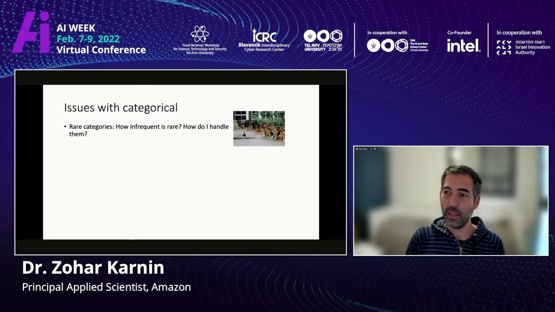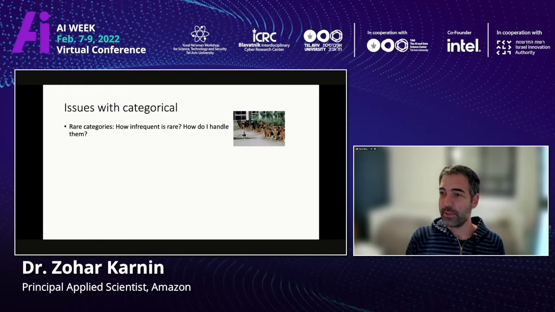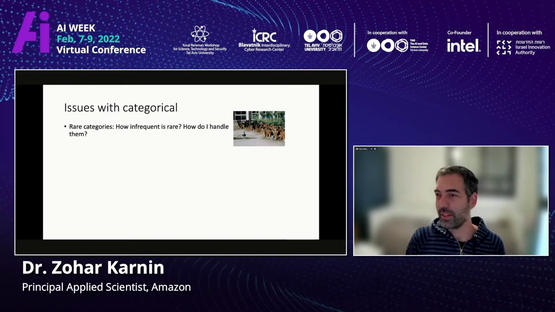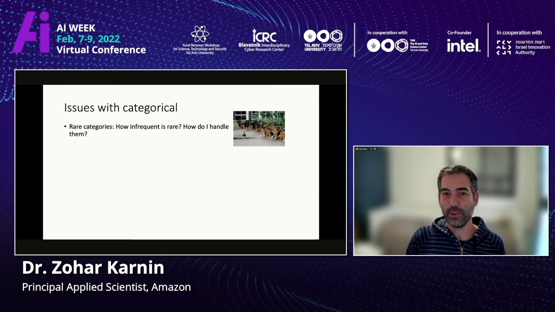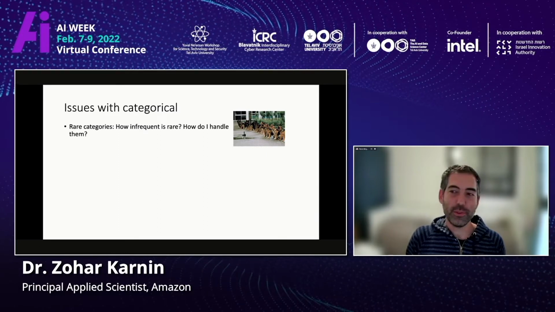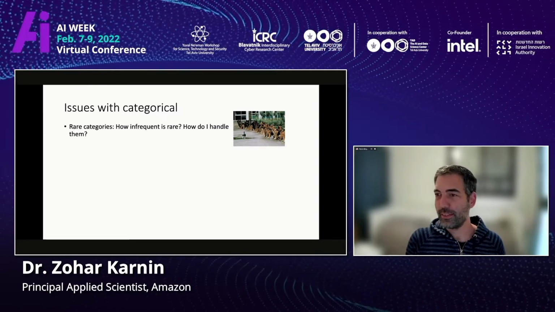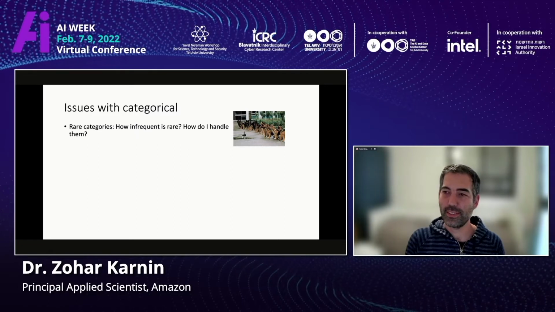So first of all, sometimes you have rare categories. You see maybe just two examples of them. What kind of embedding would that get? How do I even identify them? Is it two? Is it five? Is it 10? And then what do I do with them? There's a bunch of solutions and it's not really clear.